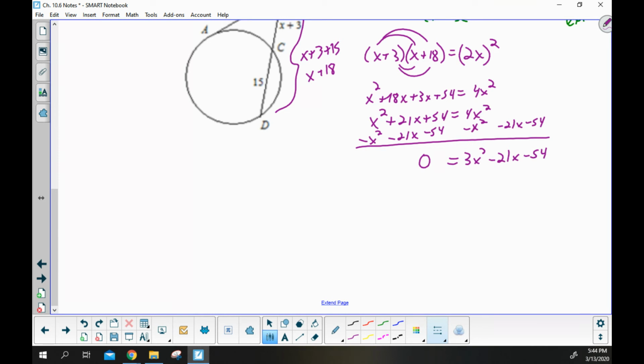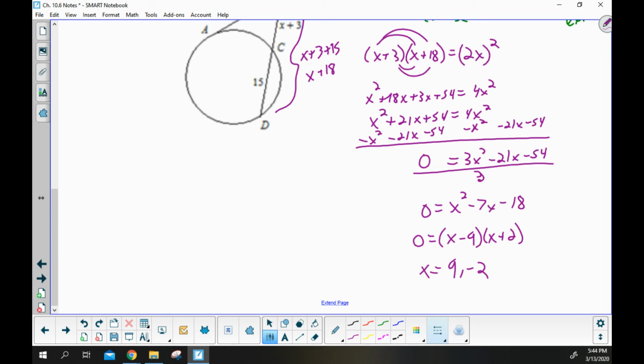And then I'll notice that, oh, those are all divisible by 3. Let's divide everything by 3. So that's going to be 0 equals x squared minus 7x minus 18. Hey, I like those numbers. x minus 9, x plus 2. So in this case, x equals 9 and negative 2. And again, if I plug in negative 2, that's extraneous. So 9 is my answer.